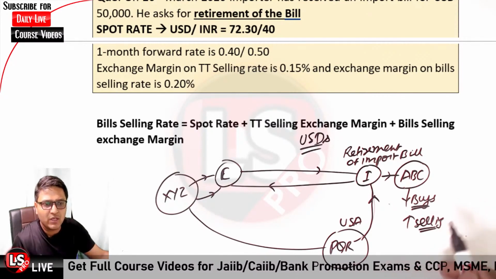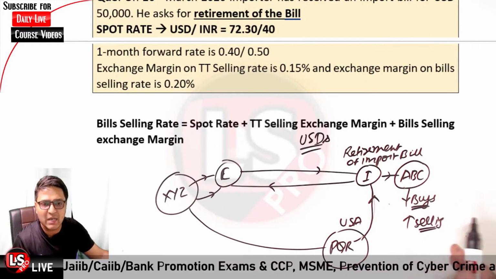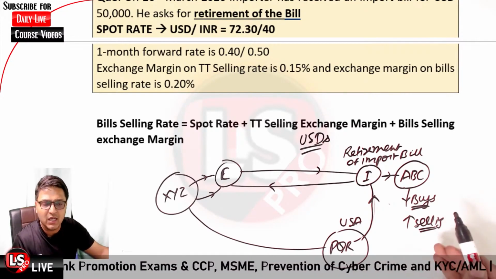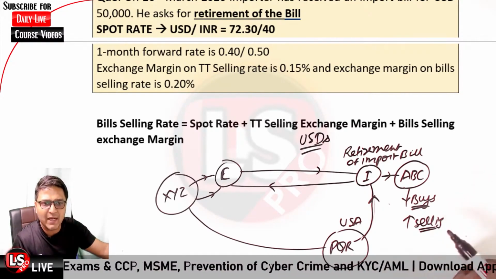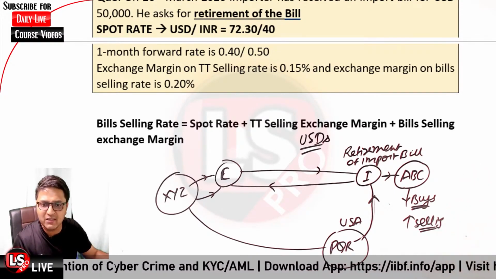Now what rate would be applicable? Because buying USDs will not take any time. It would be a simultaneous process. You just have to give the money as per the spot rate and you can buy the USDs. That is the case. So what rate would be applicable over here? You need to understand this concept particularly.